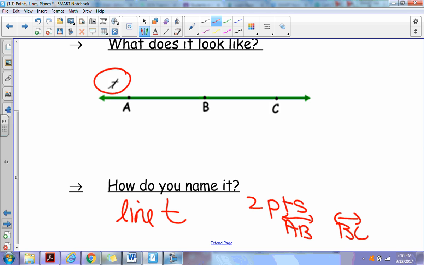What I do not want you to do is what people want to do all the time. I put 3 letters there, right? So people always want to name it line A, B, C. That's a no-no. 3 letters are reserved for planes. That's why you don't want to use all 3 letters. You just want to pick 2. Follow? So 2 letters only.